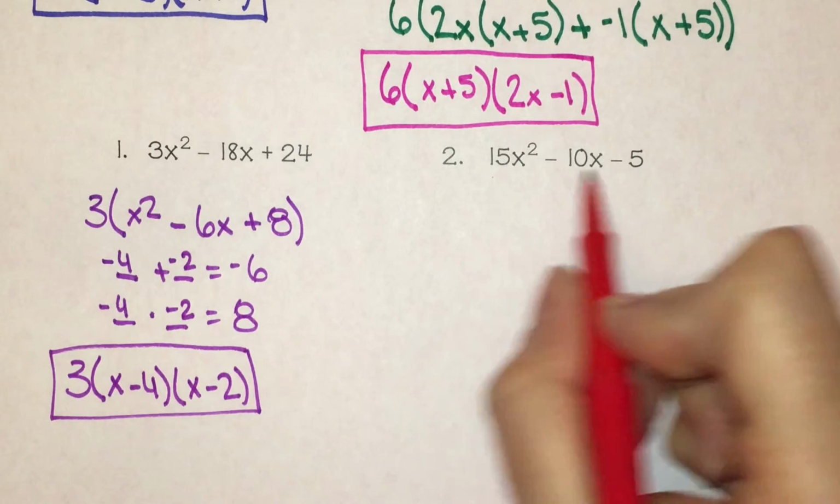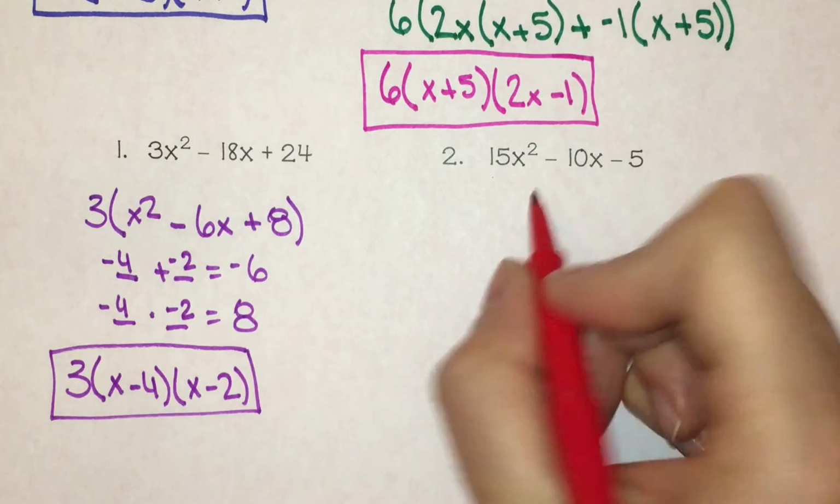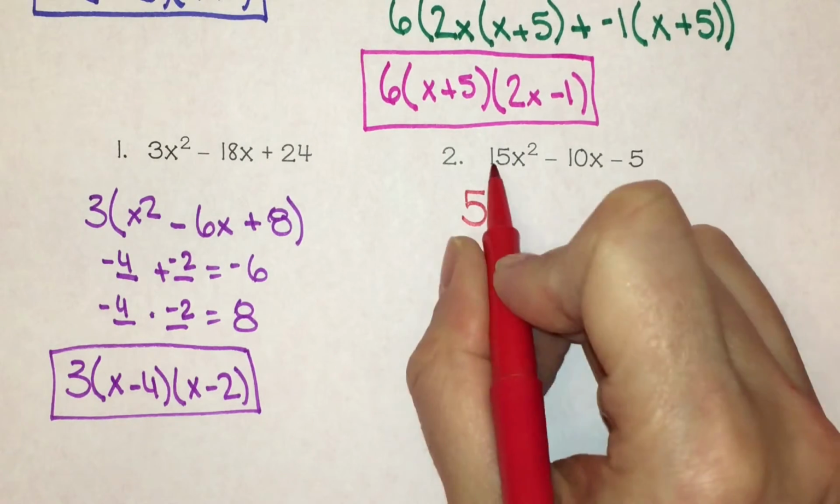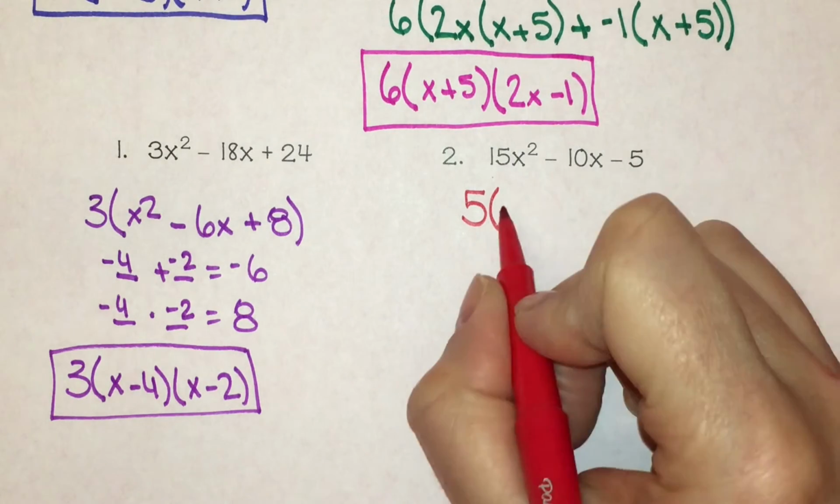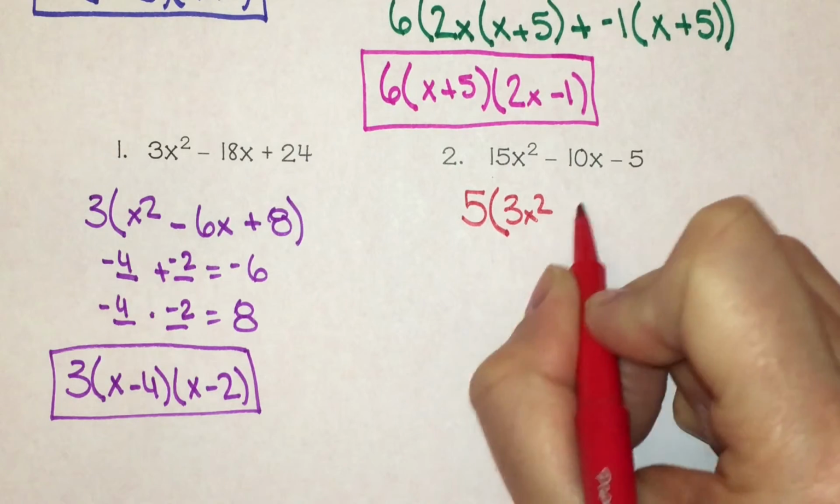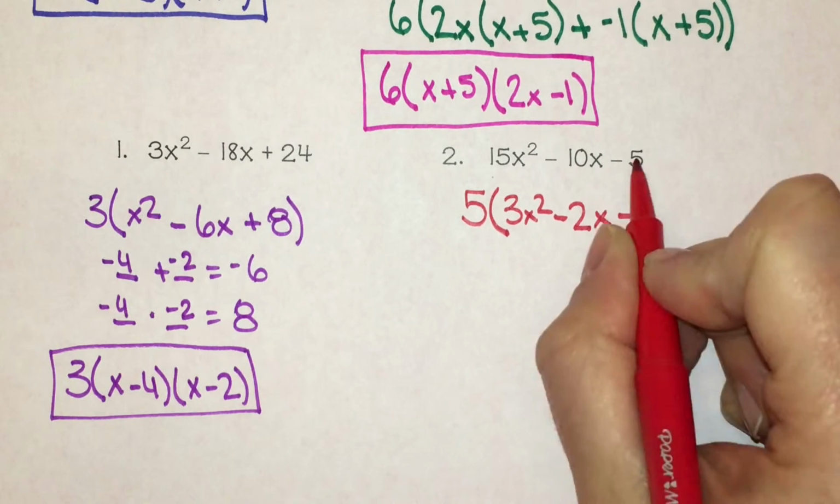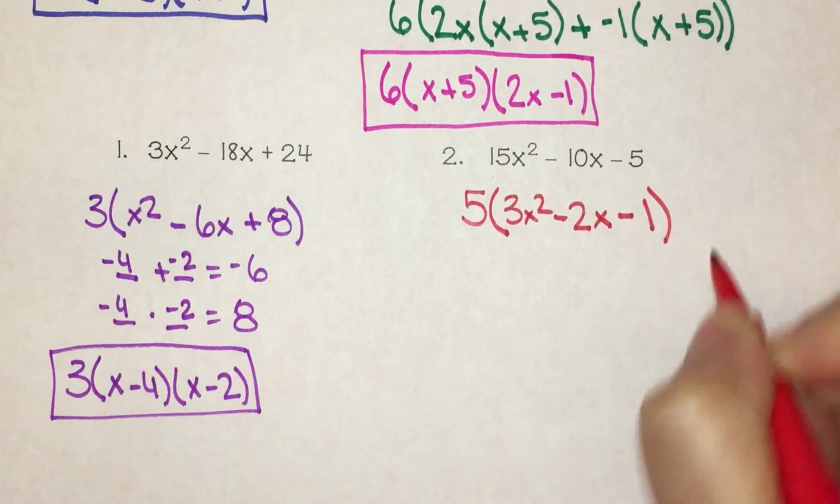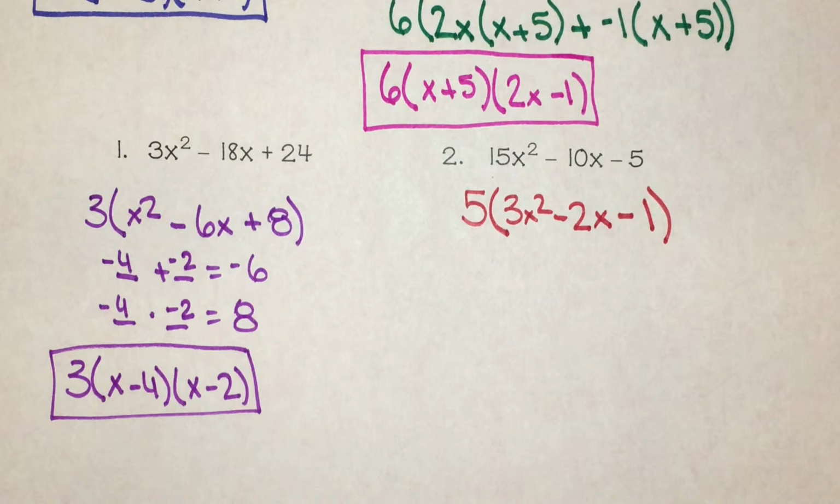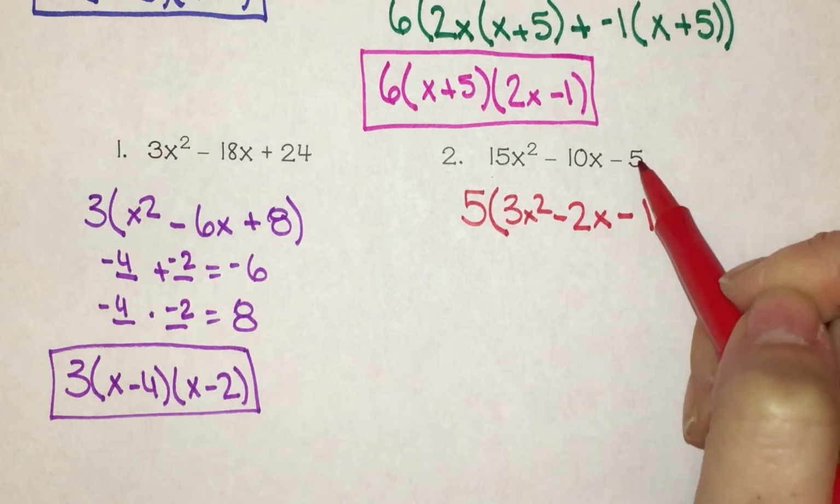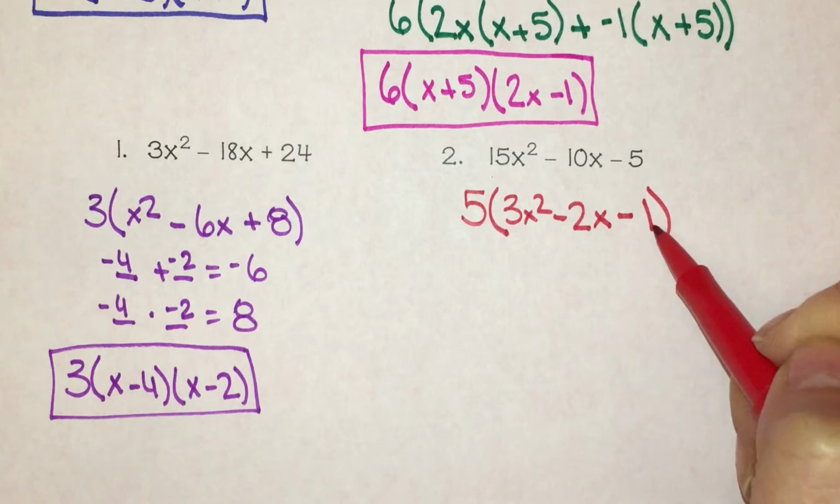All right, we have 15, 10, and 5. They're all divisible by 5. 15x squared divided by 5 is 3x squared. Minus 10x divided by 5 is 2x. Minus 5 divided by 5 is 1. Remember, you have to put that 1 there, because if it wasn't there, then it's like there wasn't a term there. It's always dividing by what you factor out.